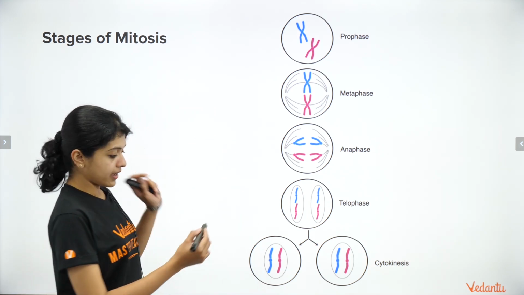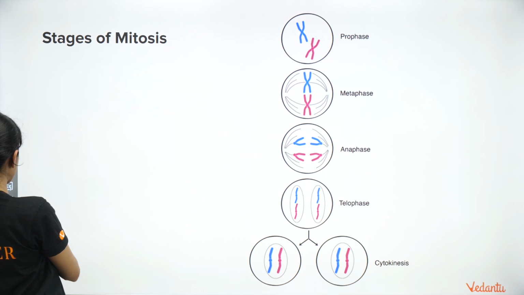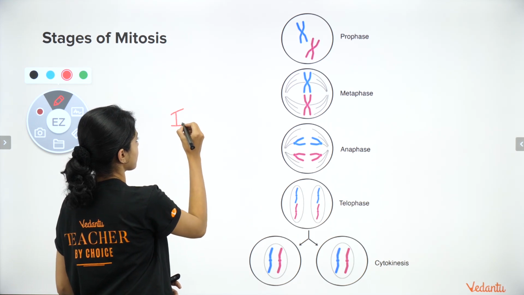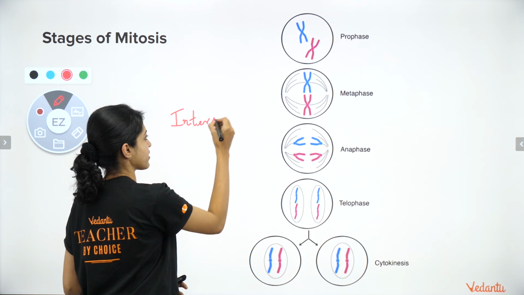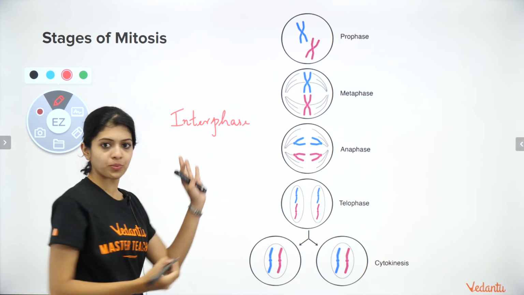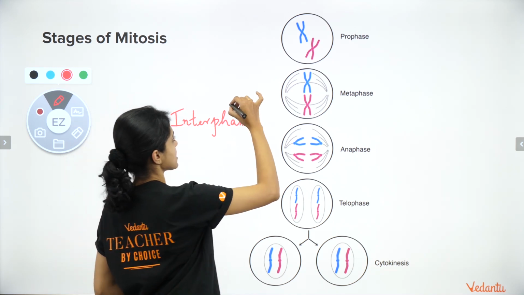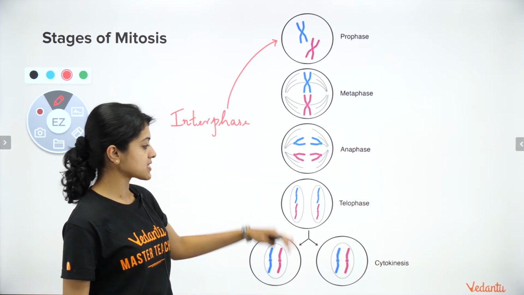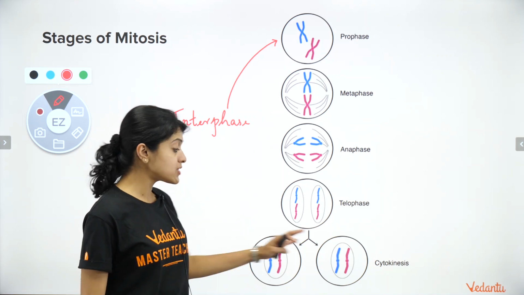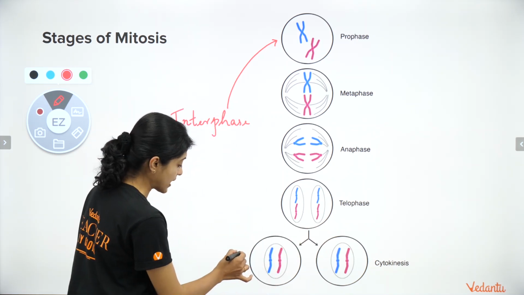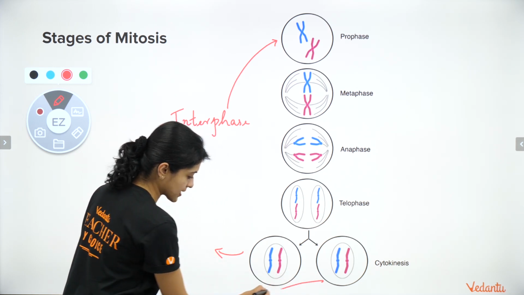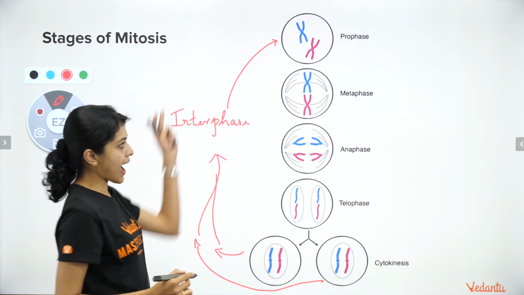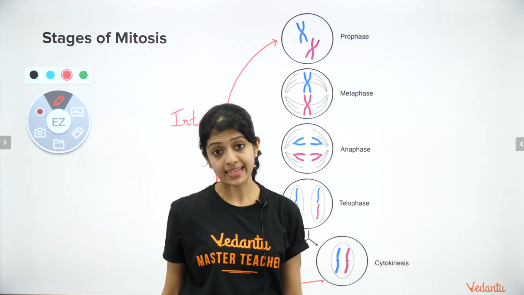So in fact, I would like to add interphase here so that the context becomes easier for you to connect, right? Let's add interphase here, because this is what we've done in our previous class, right? So after interphase, a cell would directly enter prophase, and then it goes to metaphase, anaphase, telophase, cytokinesis. And what happens to the two newly formed cells? They would individually go into their respective interphases. So this again continues as a cycle and keeps happening. This is basically the cell cycle.